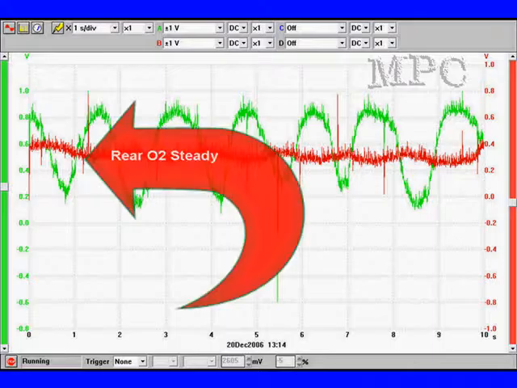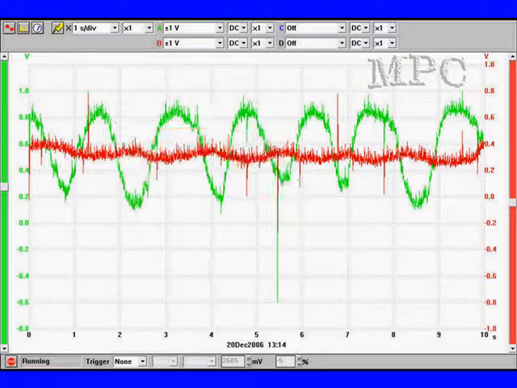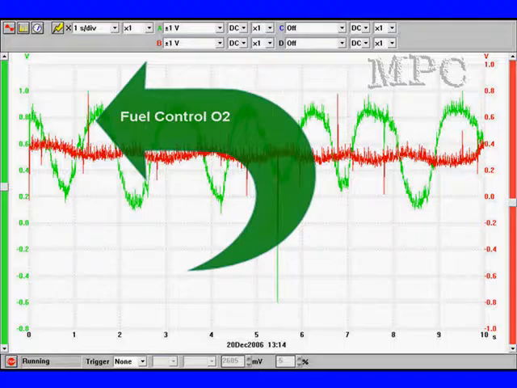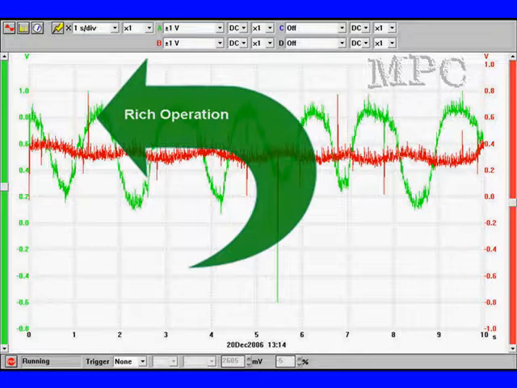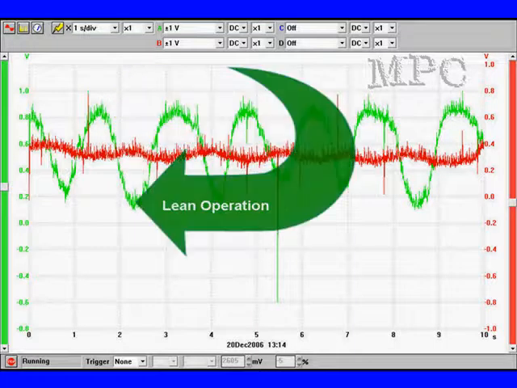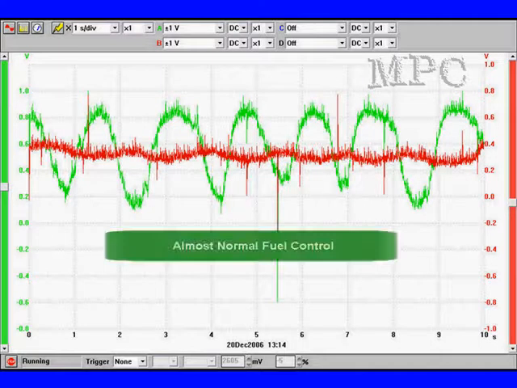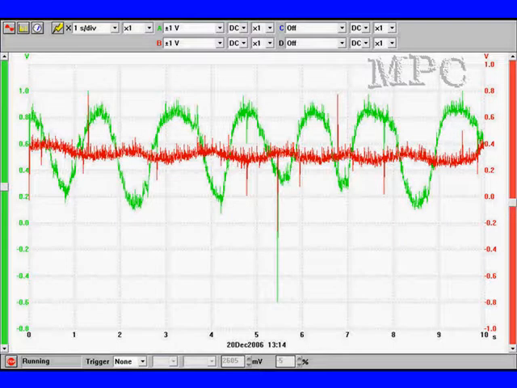If you'll notice, the red trace is almost steady. Very good. The green trace is going from rich to lean. Now, rich is the high voltage. The lean is the low voltage. We have good activity here. We must have a near normal O2 sensor in the front before we judge the rear.